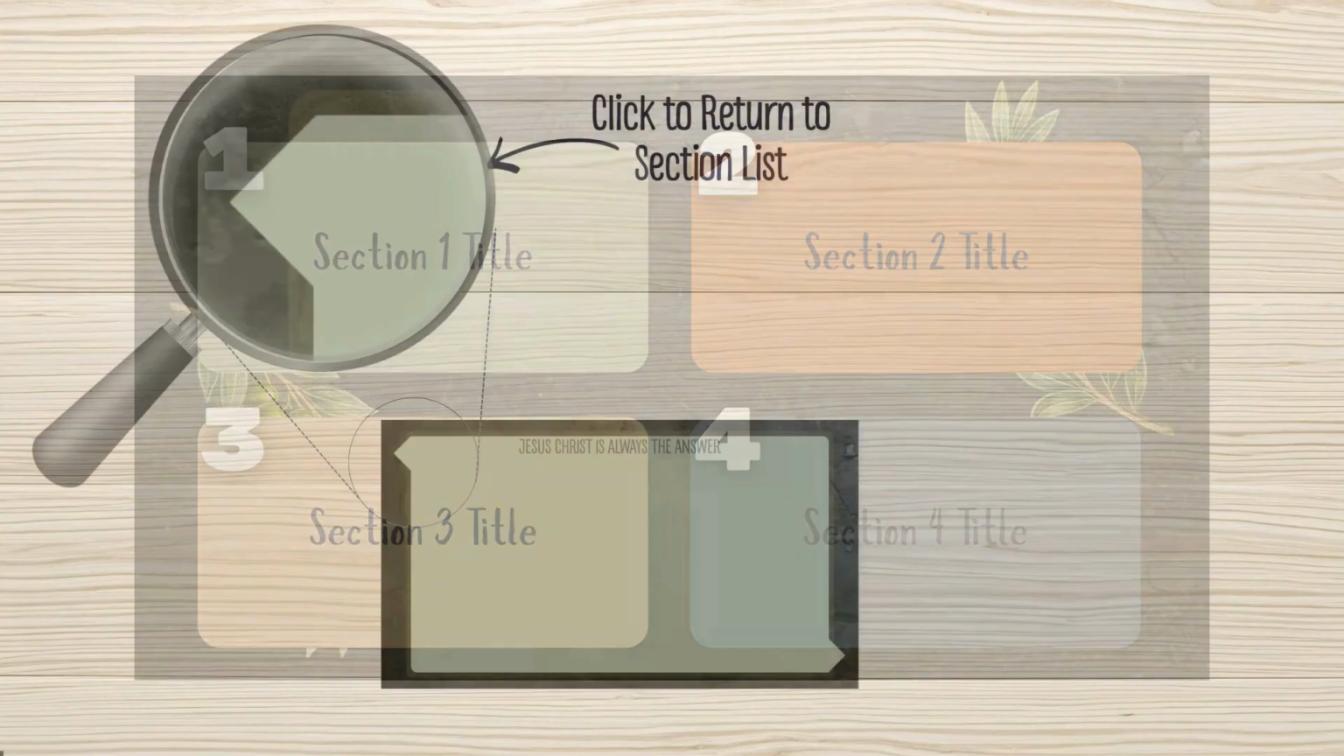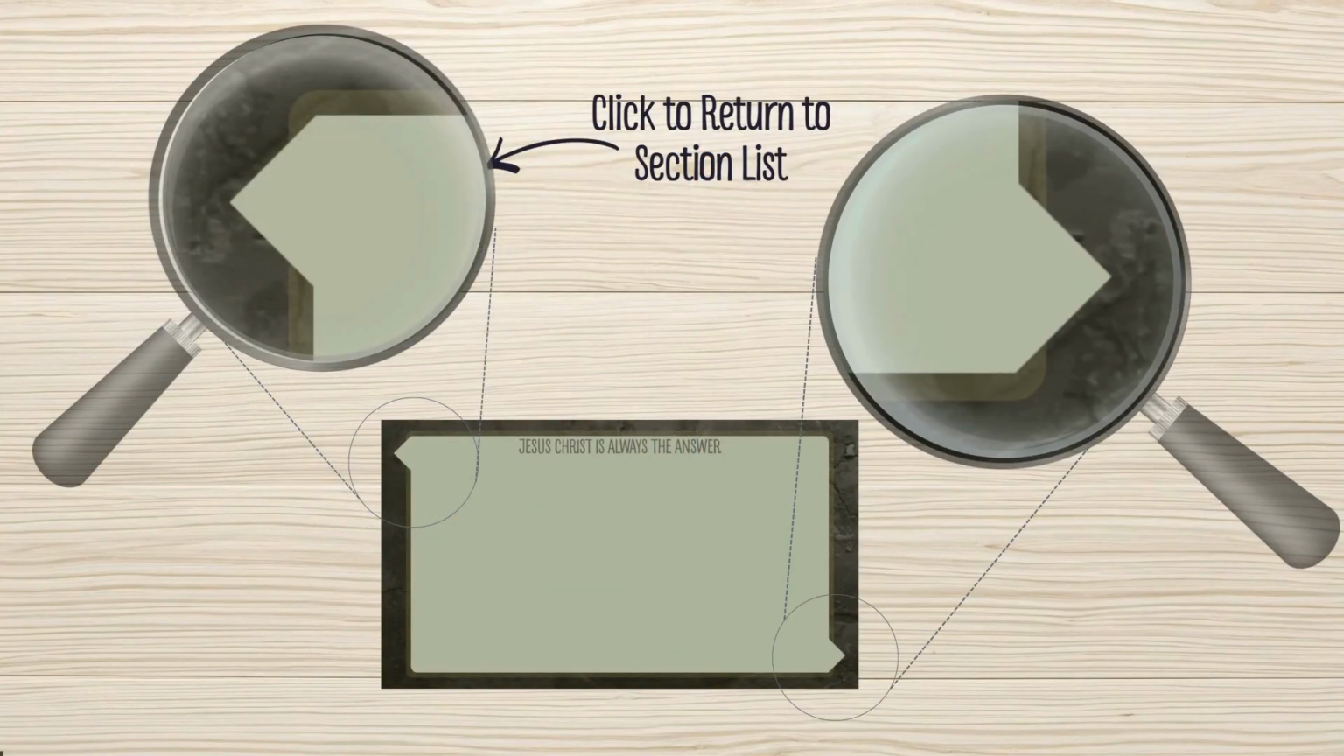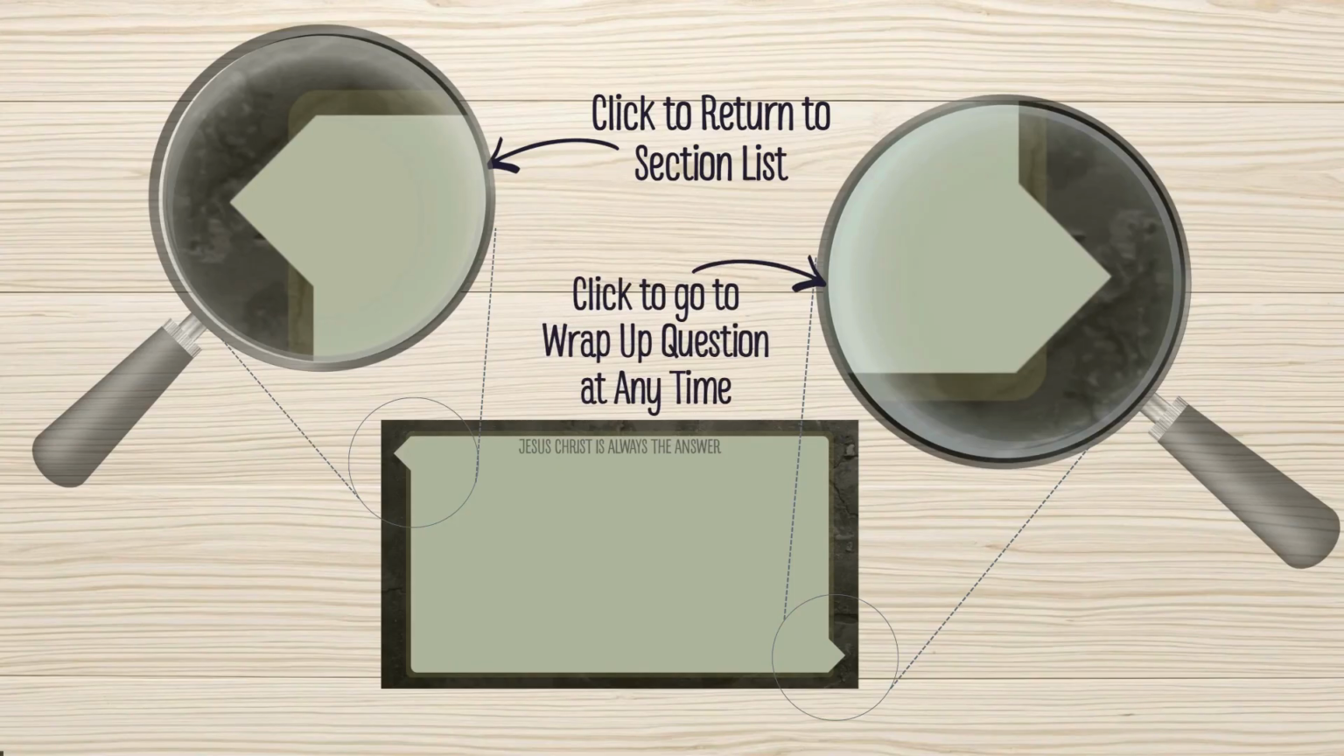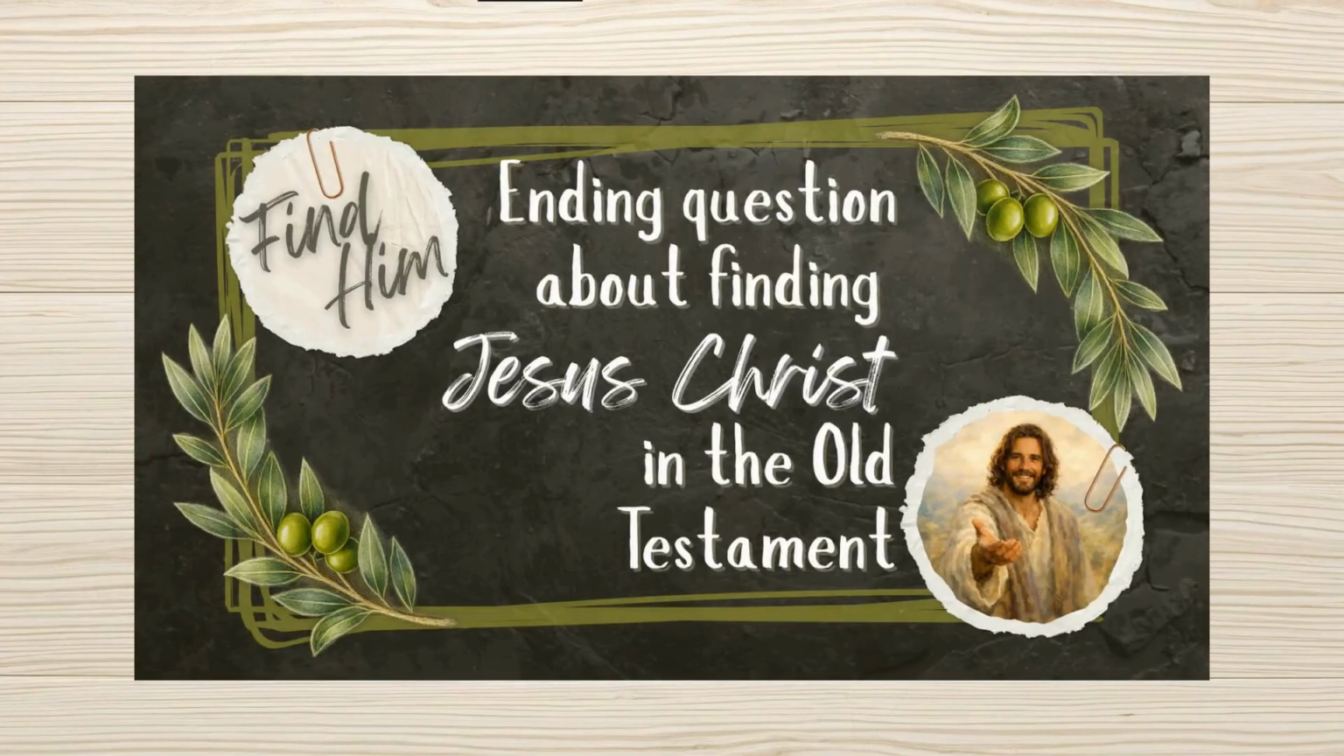Let's go back to the example slide. In the bottom right-hand corner, you'll see an arrow shape that when you click it, it will take you to the wrap-up question at any time. This is a perfect way to think about where we find Jesus Christ in the Old Testament.